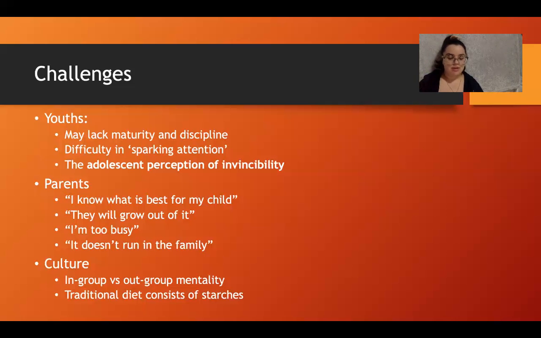So Native American parents may be hesitant to trust information about health disparities pertaining to their race if the person providing the communication is someone they cannot identify with, which I reference here as the in-group versus out-group mentality. Traditionally, a large segment of Native American diets are full of starches. So Native Americans may be hesitant to make adjustments to their diets due to their cultural norms.